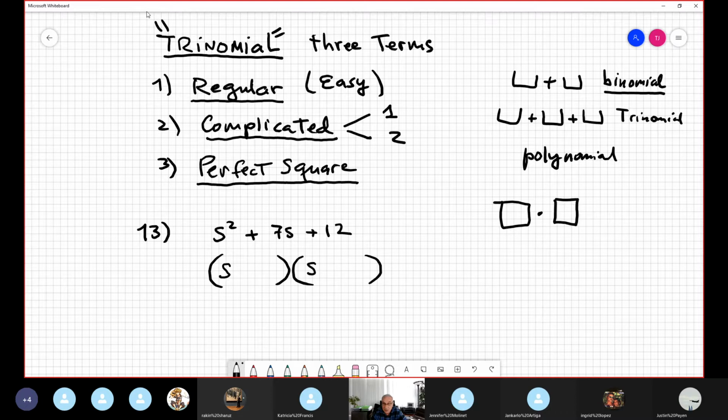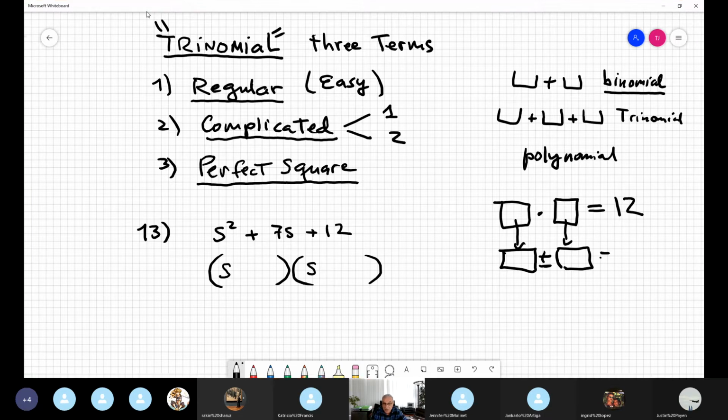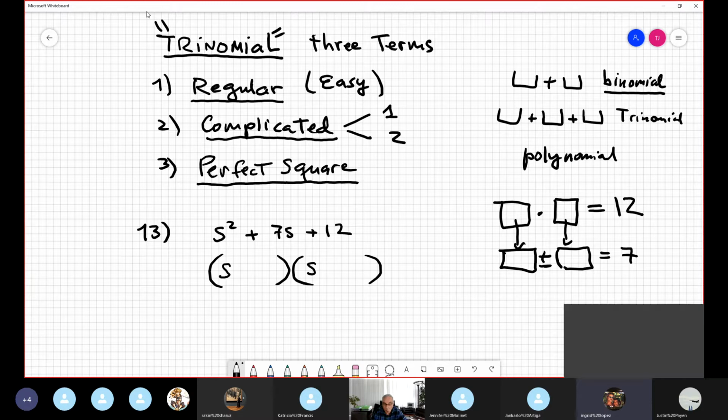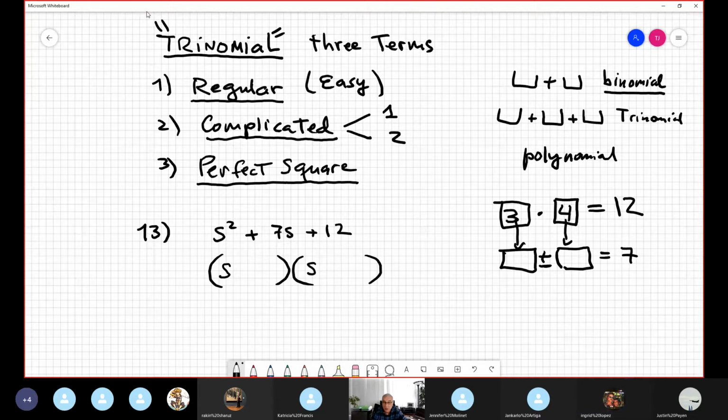Okay, multiplication gives me 12. And the addition, or sometimes subtraction, gives me 7. Do you recognize what numbers satisfy this requirement? Yes or no? Can you please say 3 and 4. Because 3 times 4 is 12, and 3 plus 4 is 7.